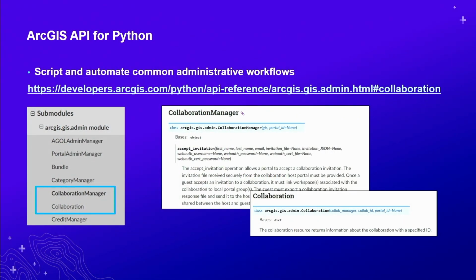Additionally, we have added support for distributed collaboration into the ArcGIS API for Python. So this will definitely help you script and automate quite easily common administrative workflows for distributed collaboration. So look for those modules entitled Collaboration Manager and Collaboration under the main admin module. There's also, of course, accompanying documentation, again on developers.arcgis.com to help you get started.